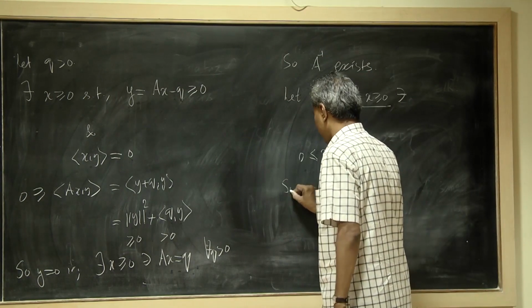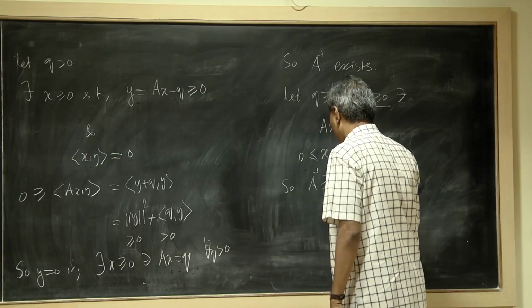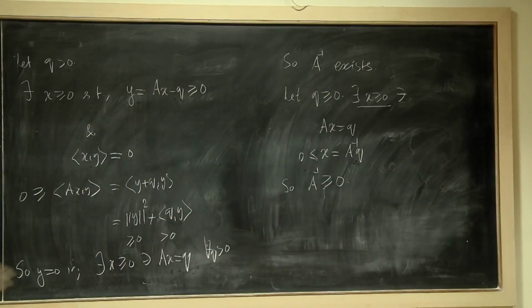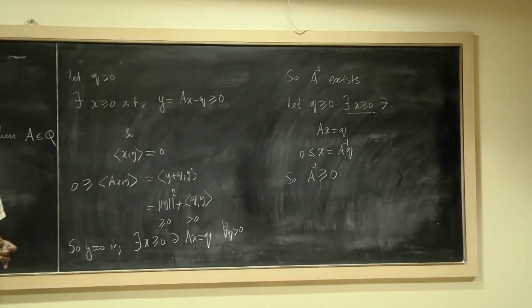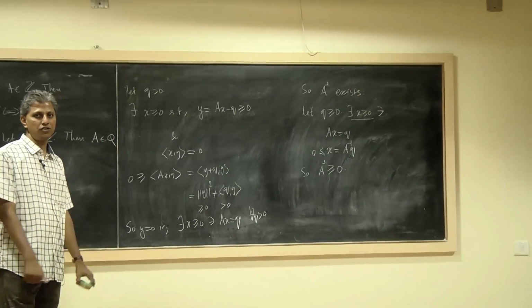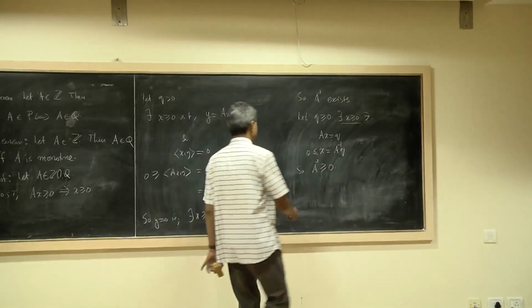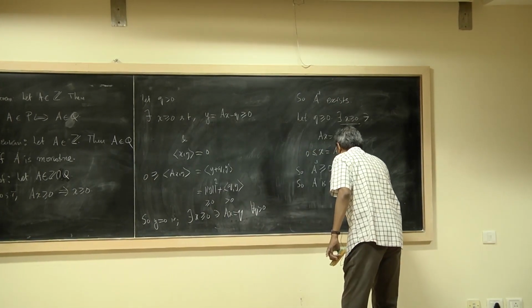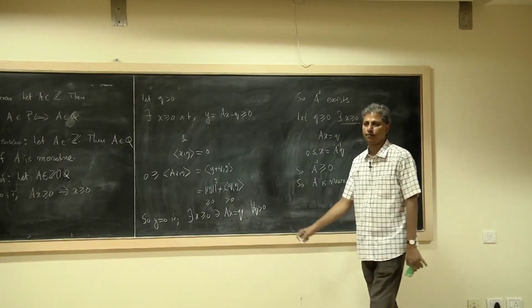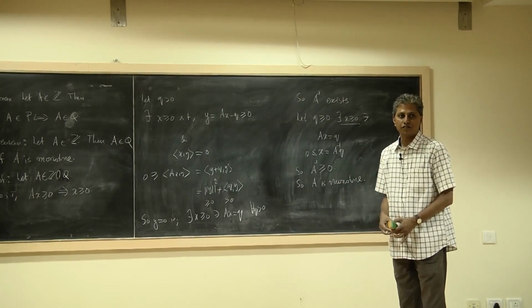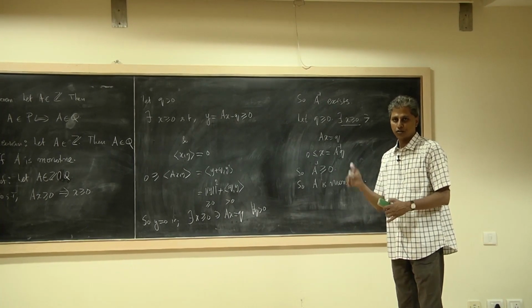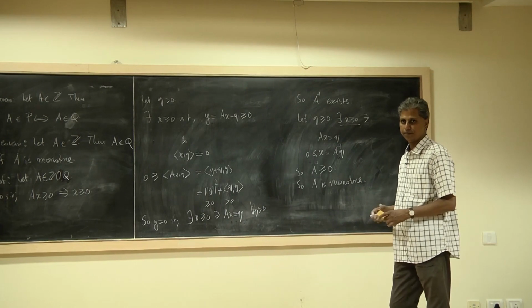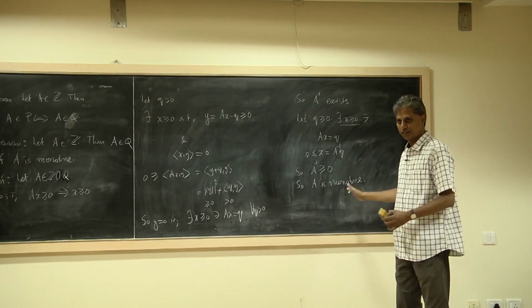So A inverse is greater than or equal to 0, but we have seen earlier that this is the same as showing that A is monotone. Okay, AX non-negative implies X non-negative. So what we have shown is that if A is a Z matrix, which is also a Q matrix, then it must be invertible, and that the inverse is non-negative. In particular, it is monotone.